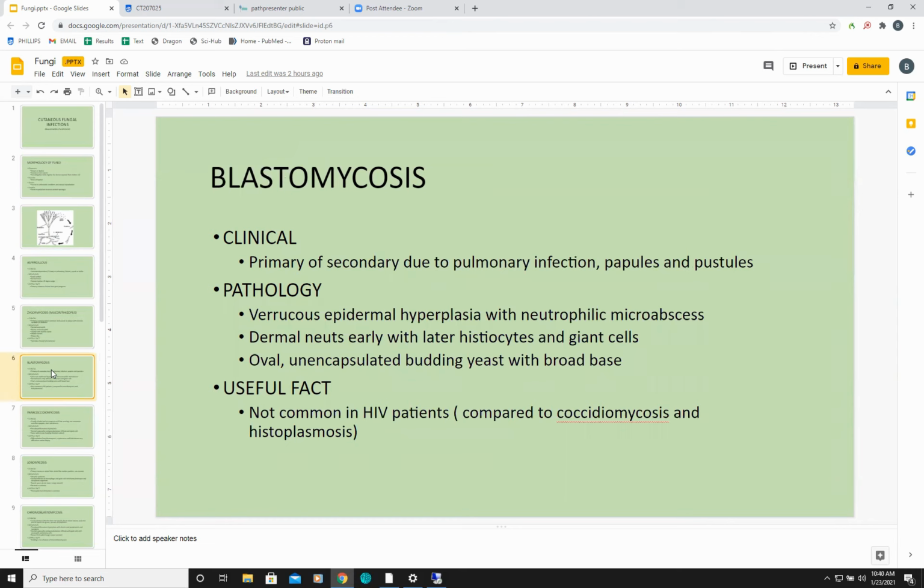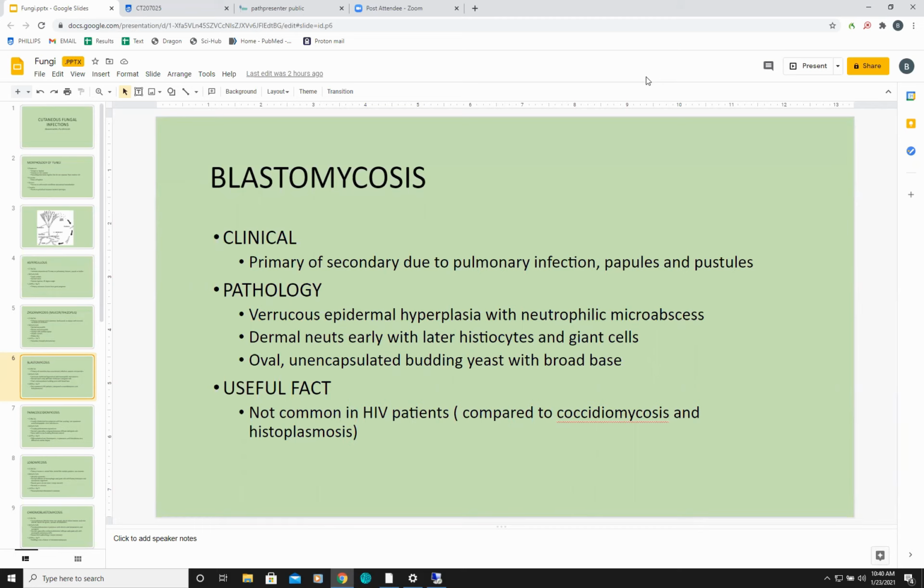The next one is blastomycosis. This again can be primary or secondary. Most commonly it follows pulmonary infection and then disseminates. The primary one is very rare, and this presents with papules, pustules, again, lots of different clinical presentations. The pathology of this has verrucous epidermal hyperplasia, and I'll show you that later in the slides, with neutrophilic microabscesses. So when you see that, that's a tip-off to blastomycosis. Early on, it's got a neutrophilic infiltrate. Later on, there's a histiocytic infiltrate with giant cells.